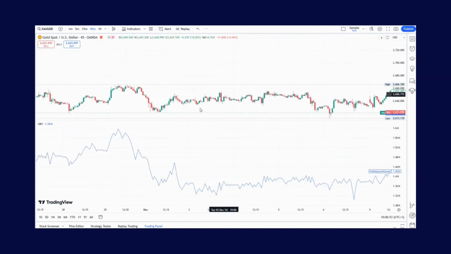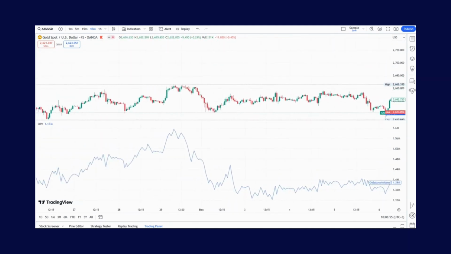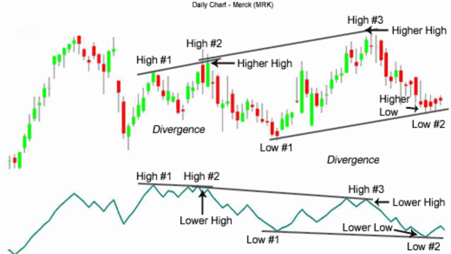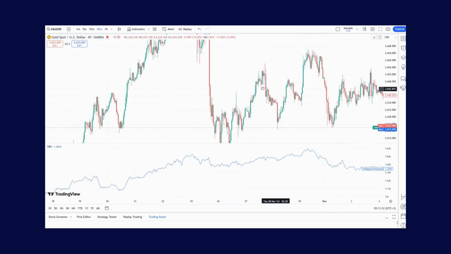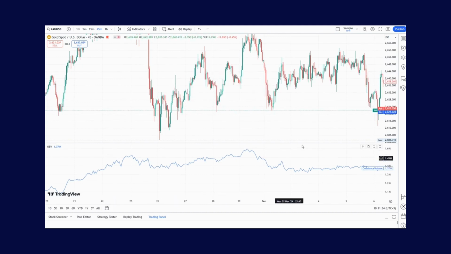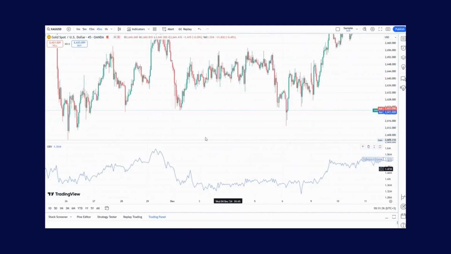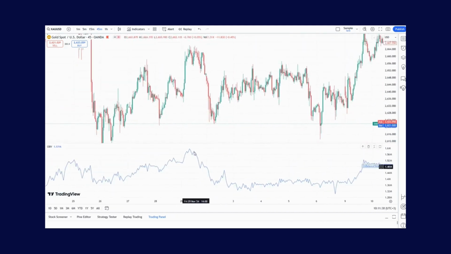The OBV indicator works by calculating a running total of volume, where volume is added to the total if the price closes higher than the previous close and subtracted if the price closes lower. The result is a cumulative line that reflects the strength of buying and selling pressure over time. For example, a rising OBV line suggests strong buying pressure, while a falling OBV line indicates significant selling pressure. This simple calculation makes the OBV a powerful tool for gauging market momentum.